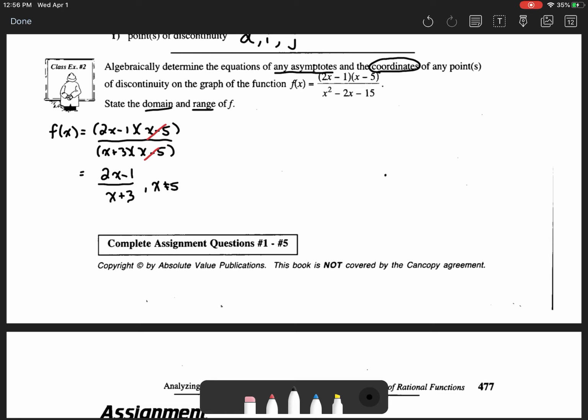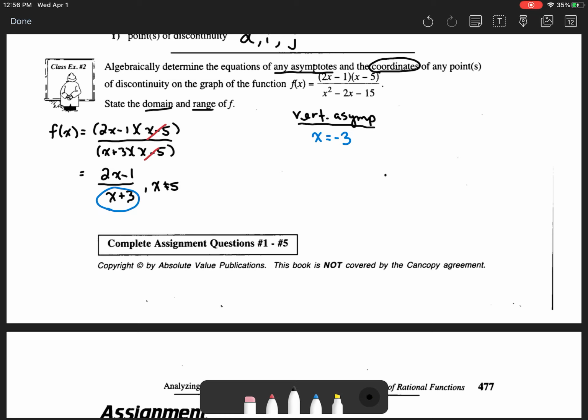So what we want to do now is talk about the asymptotes and points of discontinuity. Let's start with the vertical asymptotes. Vertical asymptotes occur at the non-permissible values of the denominator. Well, all that's left now is this x plus 3. So that means I'm going to have a non-permissible value of negative 3, so that's where my vertical asymptote will be. x is equal to negative 3.